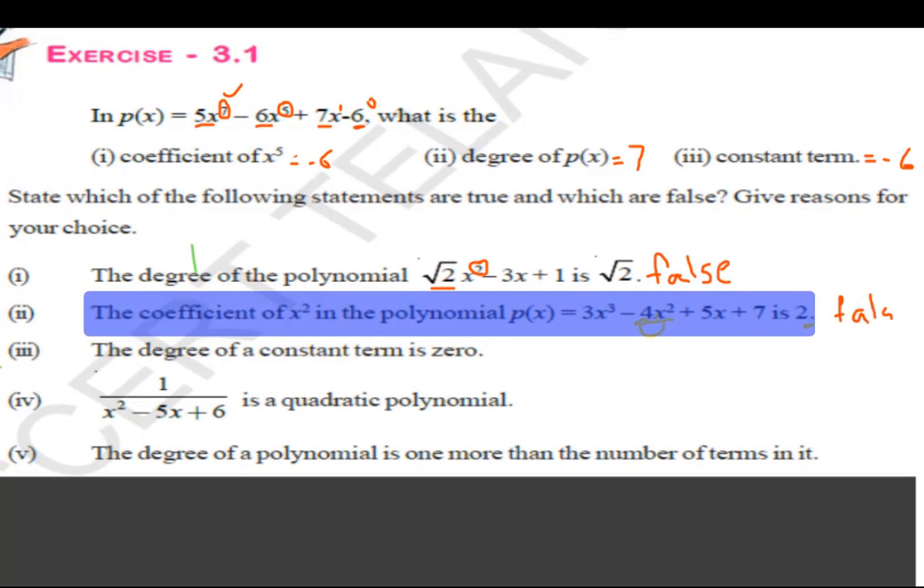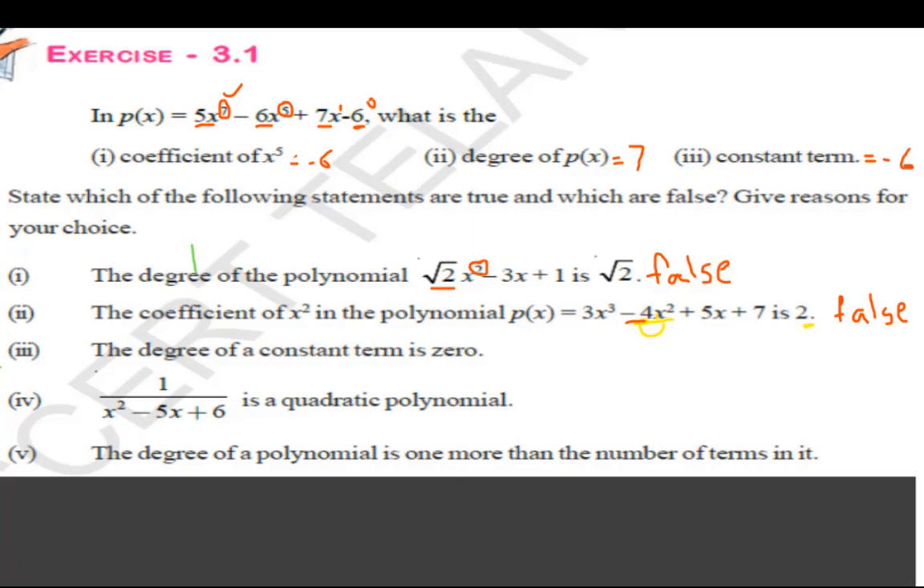Because here the coefficient of x square is not 2, it is minus 4. Hence the given statement is false. Now let us see the third statement. What is the third statement that we have here? The degree of a constant term is 0.